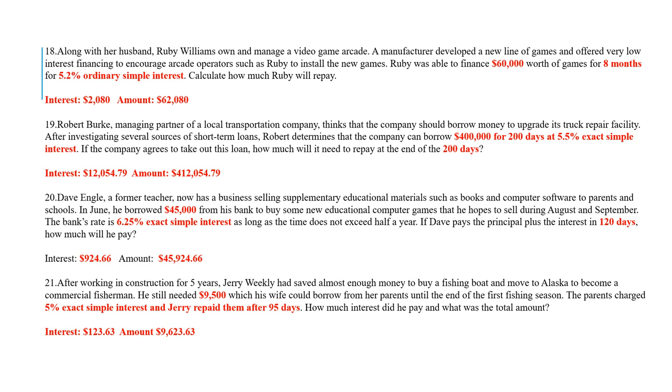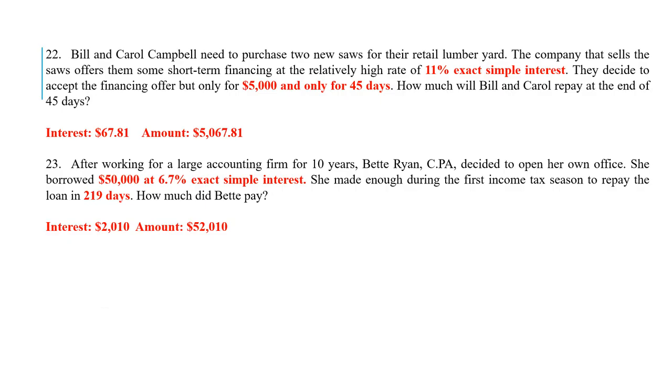Understand? Question 20, 45,000, 6.25% exact simple interest, 120 days. So 45,000 times 120 over 365. Why 365? Because it is exact. Times the interest rate, you will get the answer. Same goes for question 21. It is quite direct, all right?